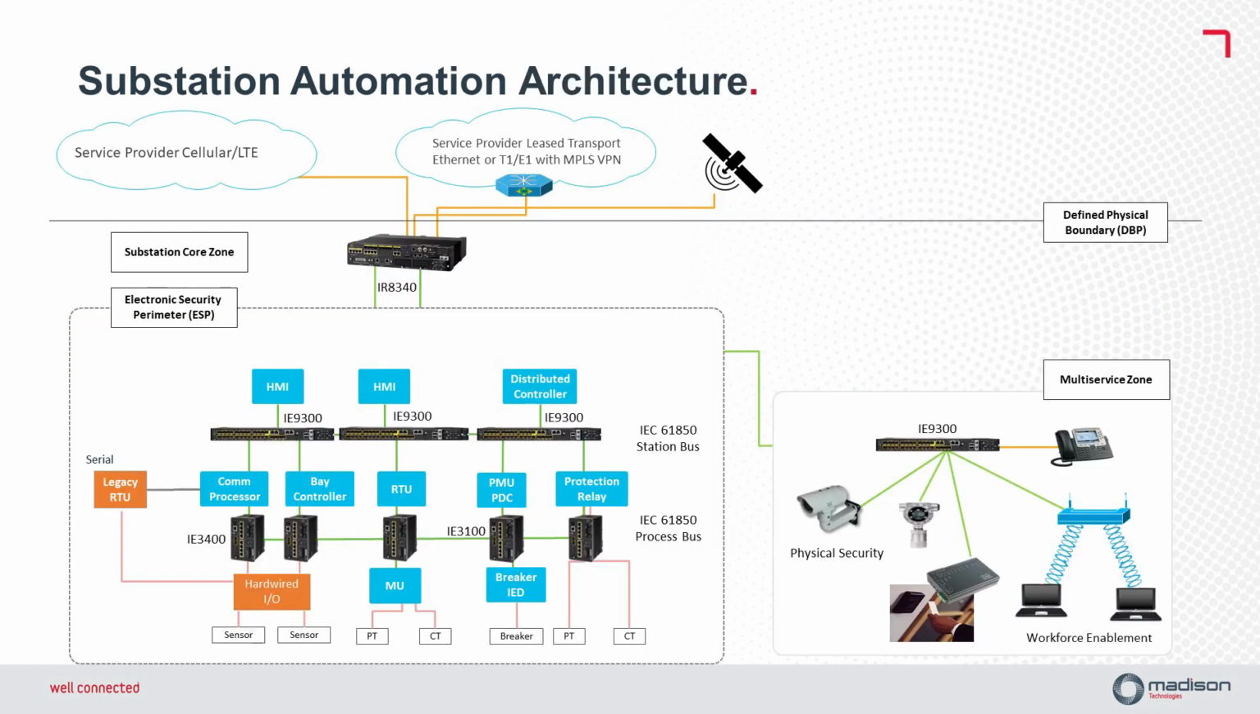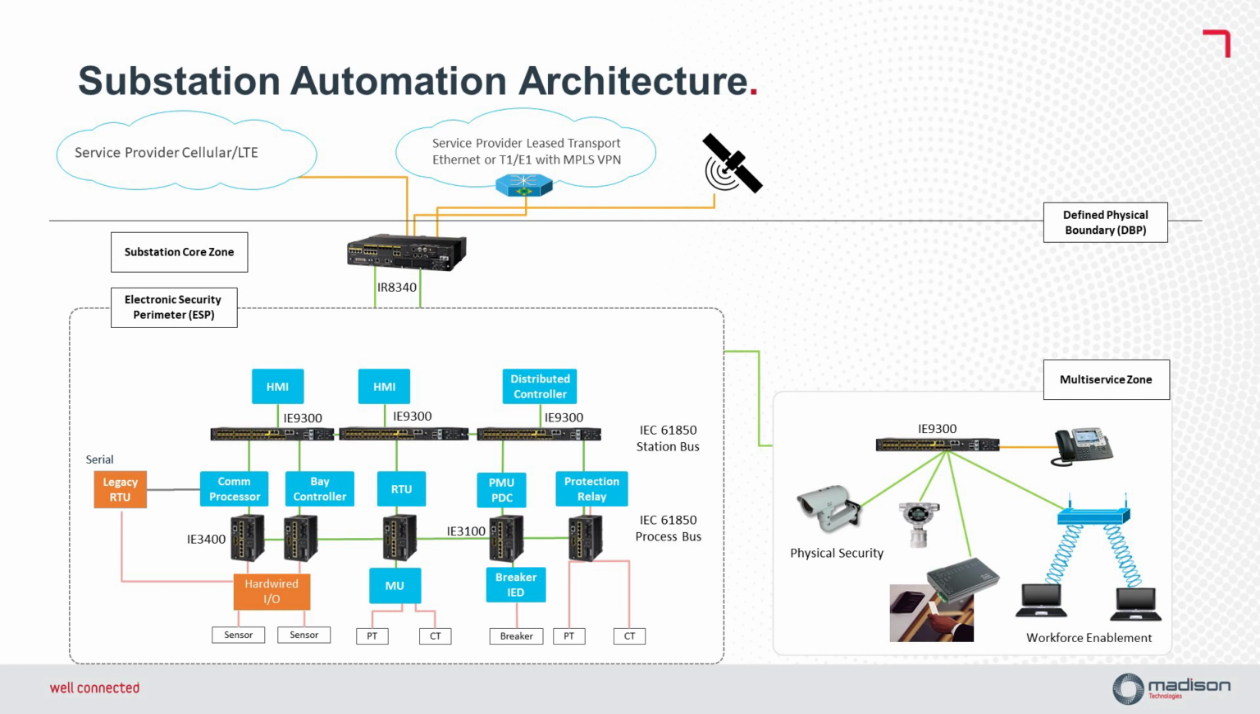This is a substation automation reference architecture. In this architecture, you can see that it is broken down into zones, and these zones represent major functions relevant to a grid operator. These main zones are the substation core zone, electronic security perimeter, and multi-service zone. So let's take a look at each section in detail.